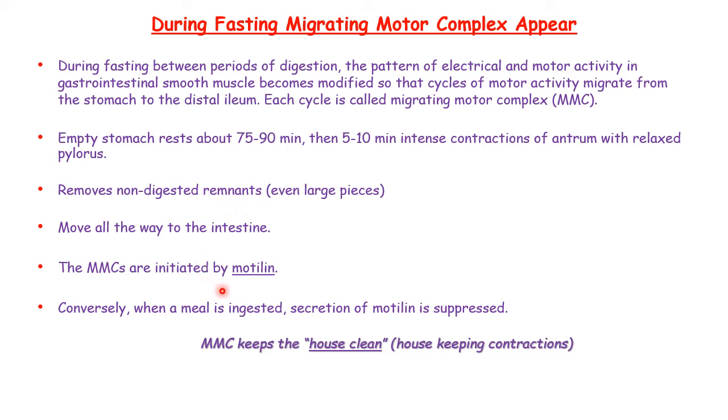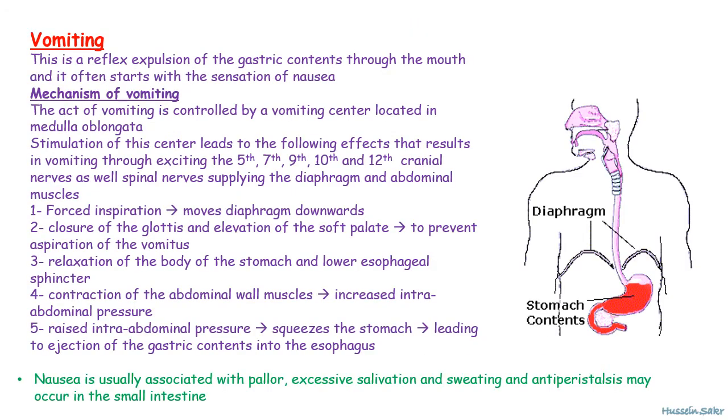The migrating motor complex is initiated by a hormone called motilin. When a meal is ingested, the secretion of motilin is suppressed, and this will produce inhibition, or stoppage, of the migrating motor complex. The migrating motor complex is initiated by motilin, and its function is to remove the remnants of food or secretion to prevent food fermentation and putrefaction.